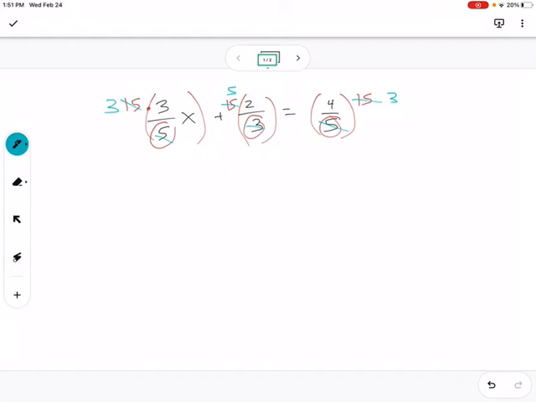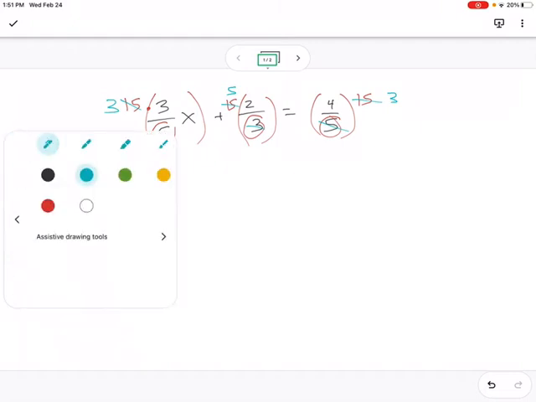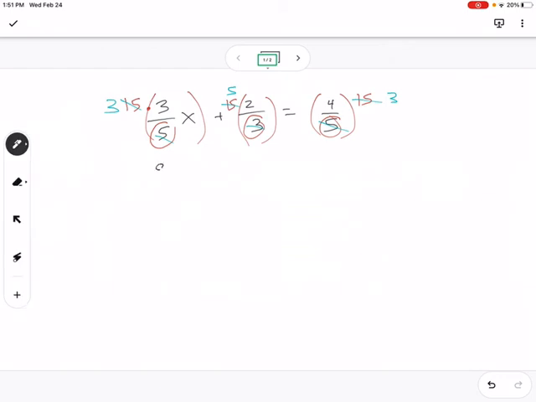Now we have some math to do. So across the top here, that 3 times x leaves us with 9x. The 5 times the 2, 10. And the 4 times the 3 is 12.